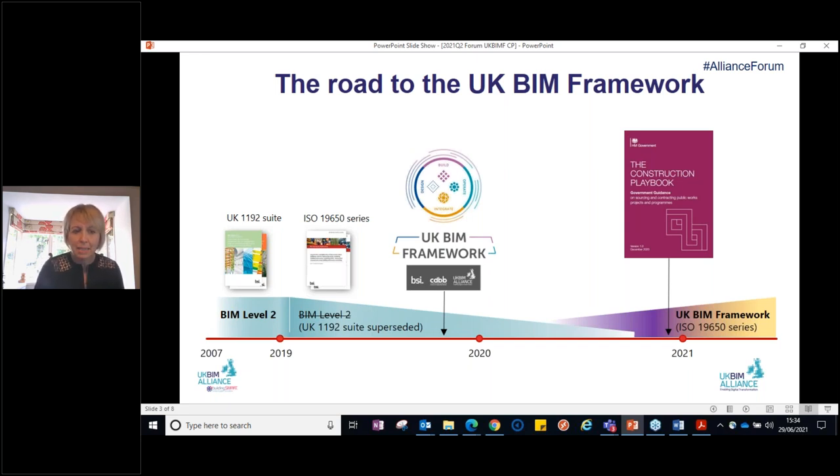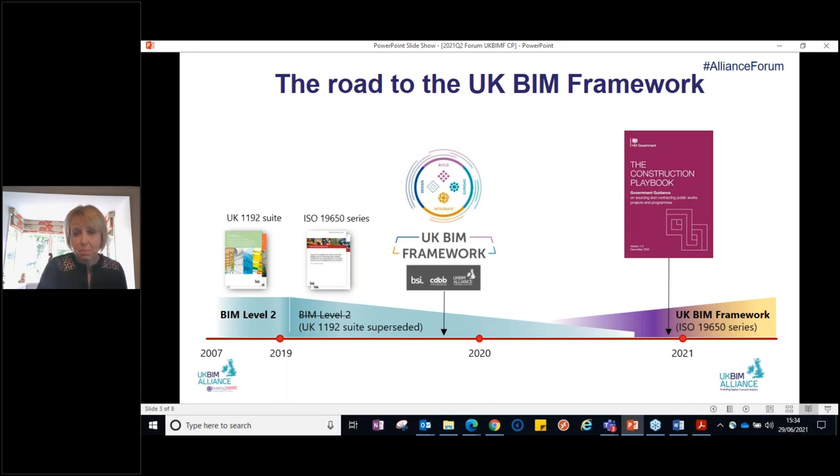Both Paul and Anne talked about the journey going back or starting out around 2007. And here we are some considerable time later. So we know that we've moved along from BIM level 2 now, that's history. And we've heard about the ISO 19650 series of standards, part 1 and part 2 being released in 2018.